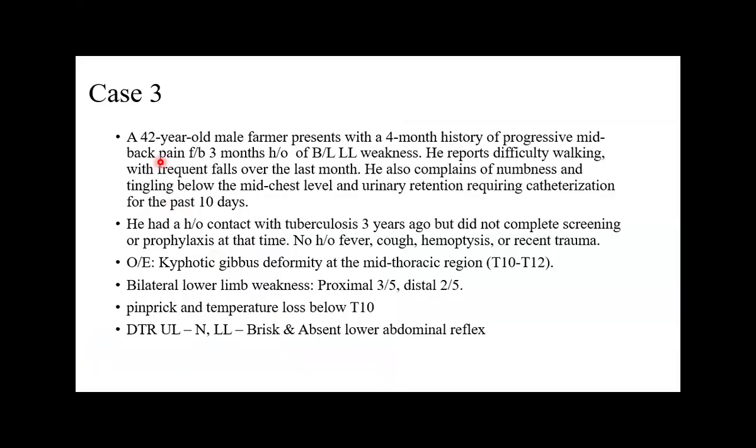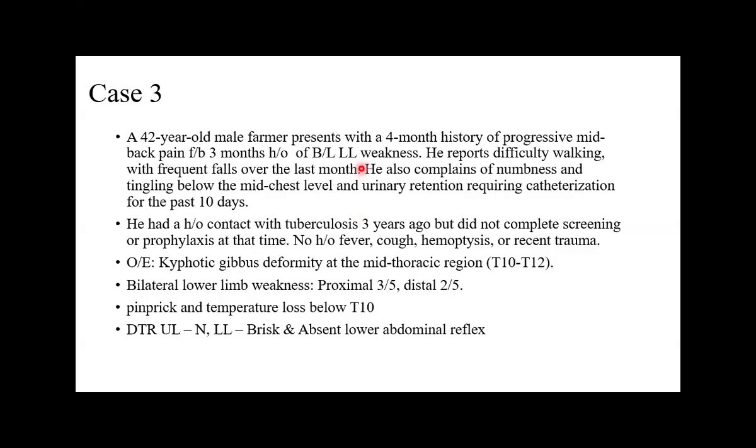The next question is a 42-year-old male farmer presenting with a 4-month history of progressive mid-back pain, followed by a 3-month history of bilateral lower limb weakness. He reports difficulty in walking with frequent falls over the last month. He also complains of numbness and tingling below the mid-chest level and urinary retention requiring catheterization for the past 10 days.